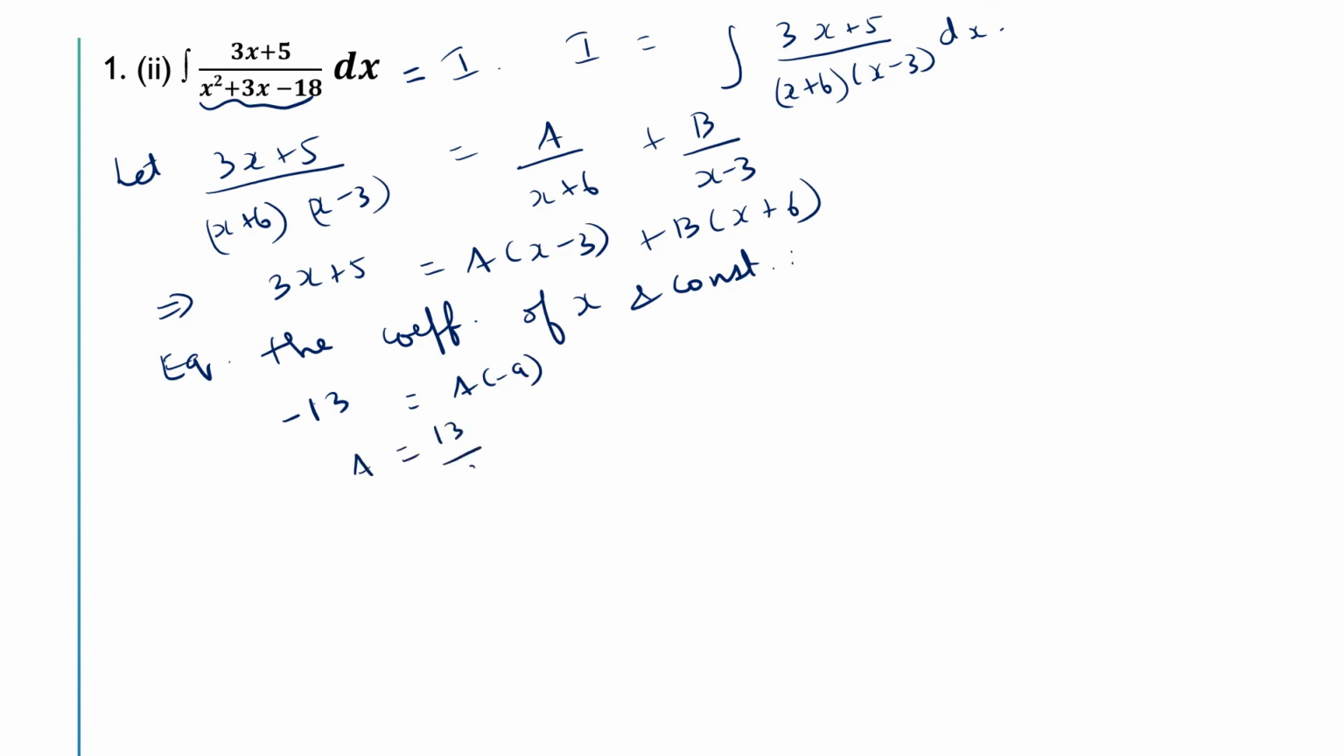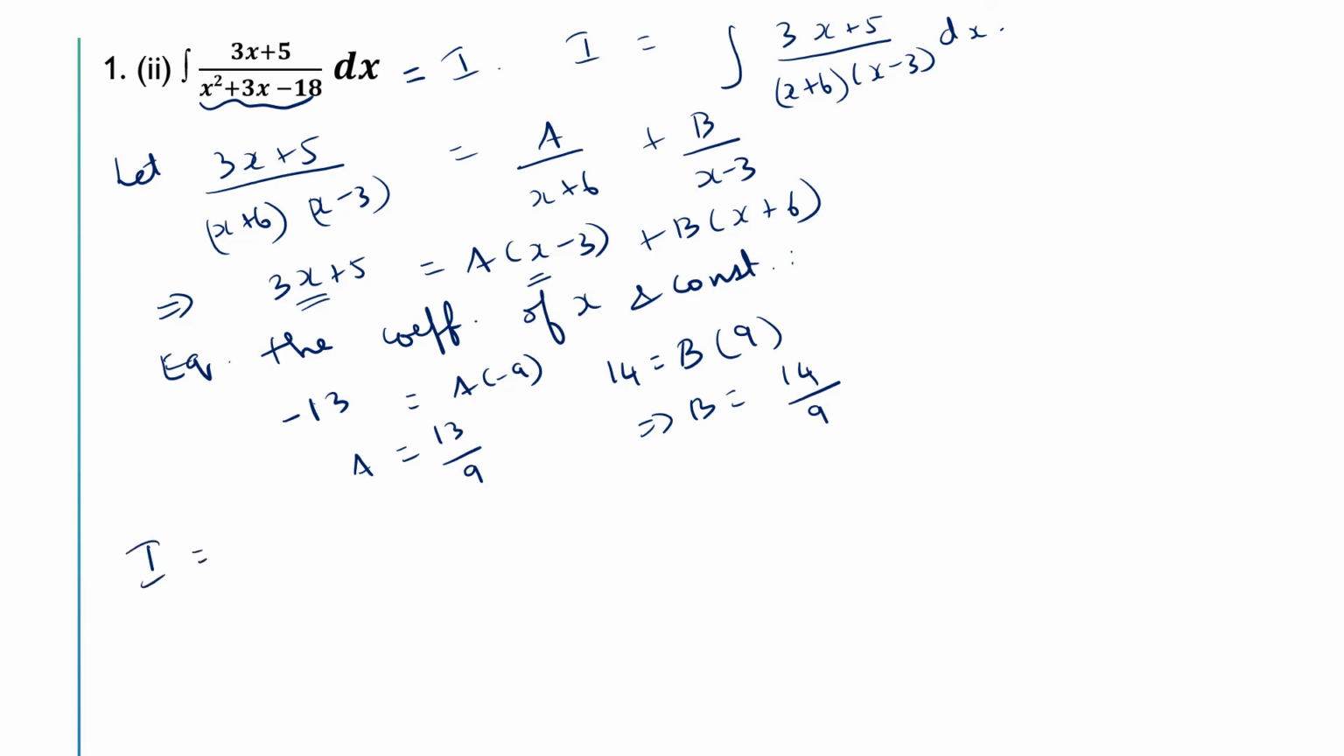or we get A is equal to 13 by 9. And similarly, when we substitute x as equal to 3, we will not have the term with A and we will be able to find B. So if we substitute x as 3, on the left hand side we will get 14 is equal to B into 9, or from this we get B is equal to 14 by 9. So we were able to find A and B very easily. If we are asked these types of questions in MCQs, we can find A and B using this method. You can do it very fast.